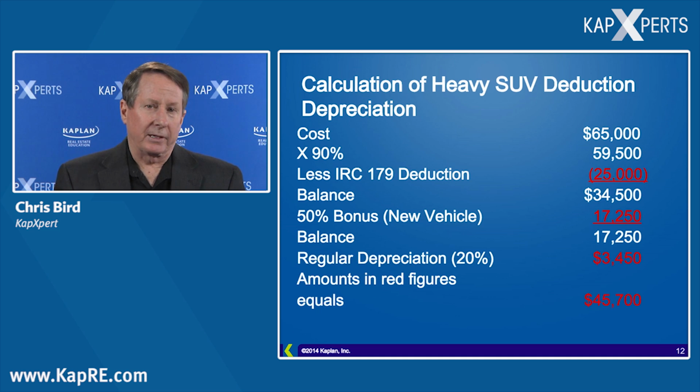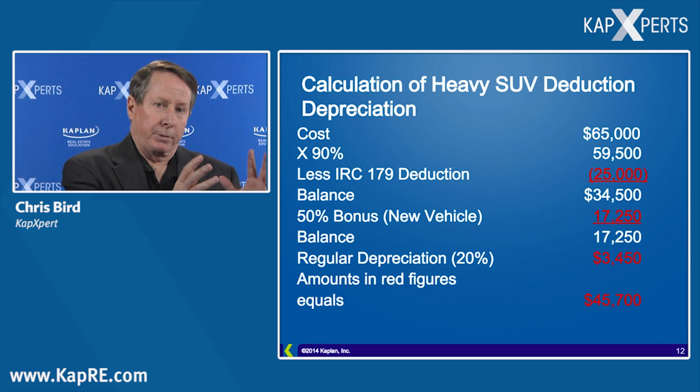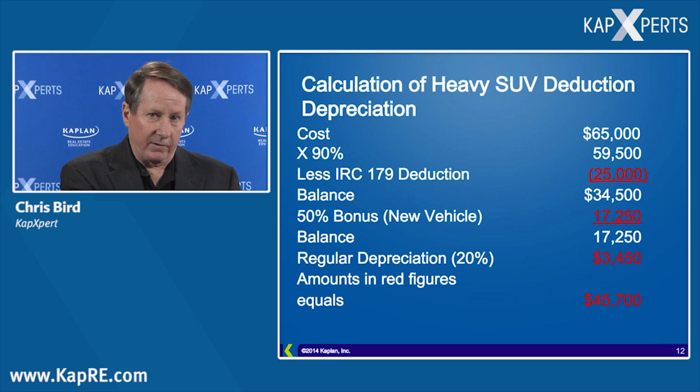Now, for those of you that may be a little bit more math-oriented, if you look at the slide, here's the way the calculation goes, all right? Again, you're not here to become accountants, but it's a combination of the 179 deduction, bonus depreciation, and regular depreciation. Every figure in red ends up being part of the deduction, which totals $45,700. This slide backs up the picture slide that I showed you previously.